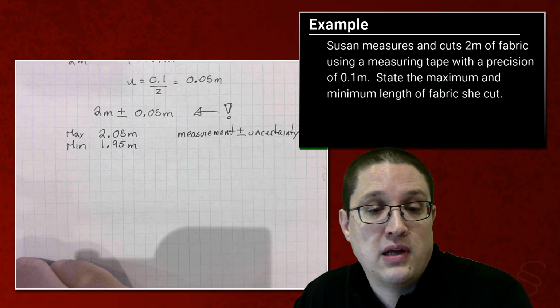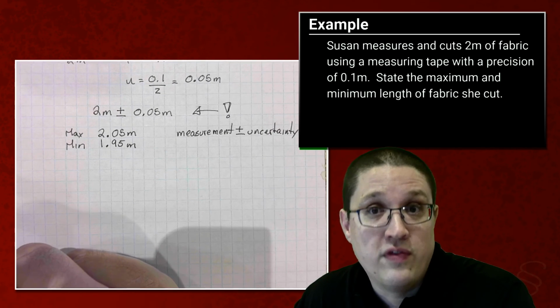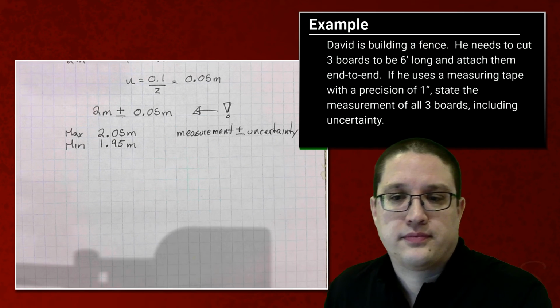So our measurement plus or minus the uncertainty is what I'm looking for here. That is a good format to write this in. Let's look at another example.